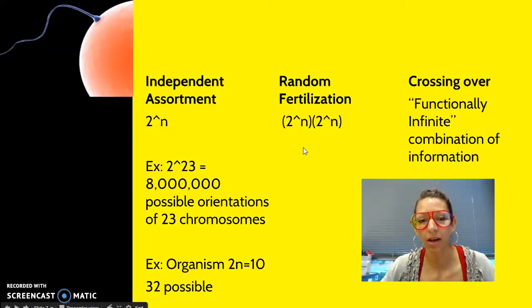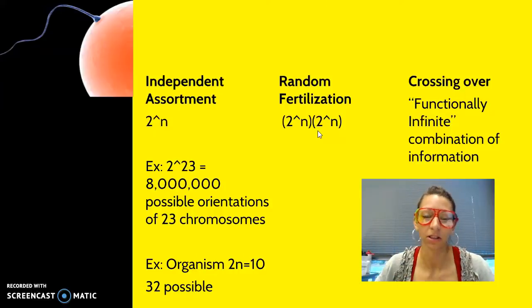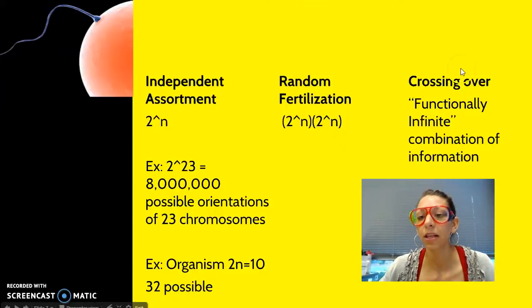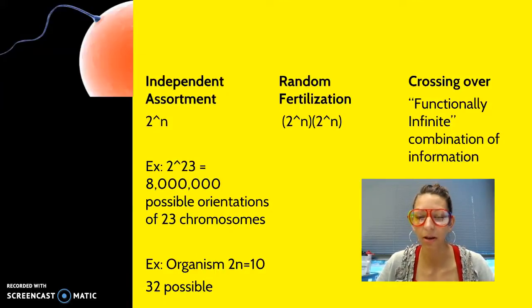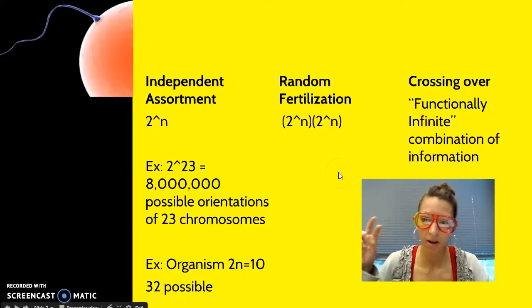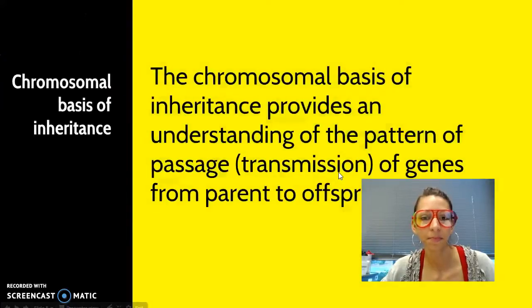We can also calculate the possibilities of random fertilization. Now this becomes even a bigger number. We use the haploid number n, 2 to the n times 2 to the n, and we're going to get the calculations for the possibilities for our random fertilization. And then finally, for crossing over, we're going to have functionally infinite combinations of information. So we can't really calculate a solid number for that because the number just gets out of control, so big. So that's why we say it's like infinite possibilities. We could calculate it, we'd be here a long time.